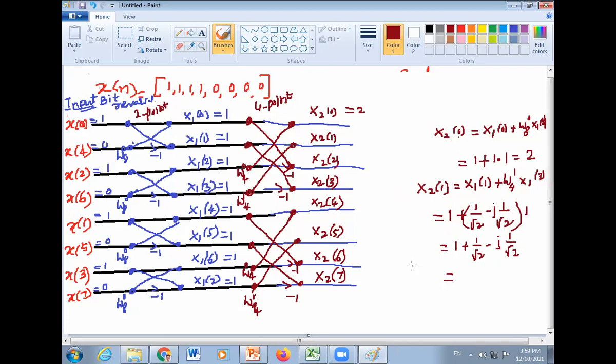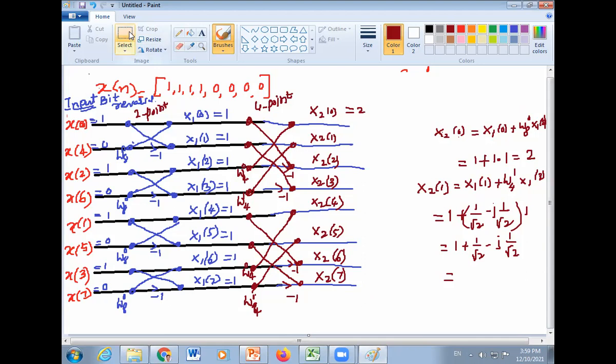What is the answer? I think something is going wrong, right? x2 of 1 is equal to... What is the value of w8 to the power 2?